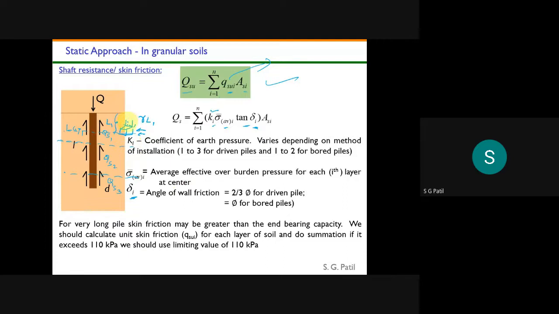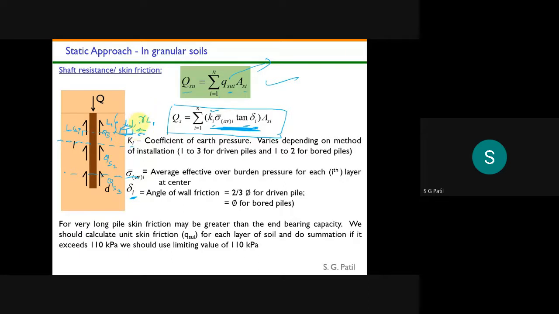So it is just horizontal stress multiplied by your angle of wall friction. No? Tan of angle of wall friction will give me shaft resistance. Okay, so this is the formula. Understood how I got this formula? See, it is also a function of your vertical effective stress.